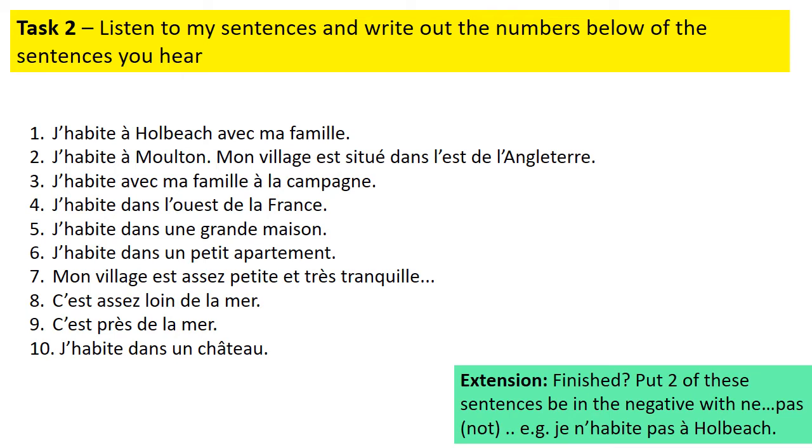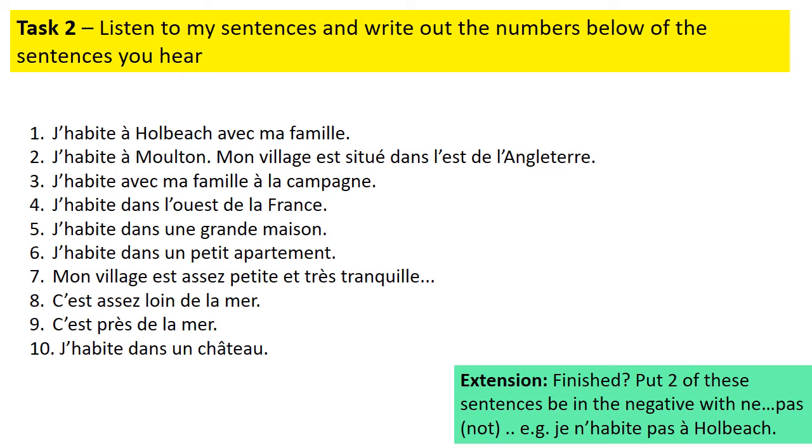Okay, just to run through them one more time for you then. J'habite à Holbeach avec ma famille. J'habite à Malton. Mon village est situé dans l'est de l'Angleterre. The next one. J'habite dans une grande maison. And then, c'est assez loin de la mer.